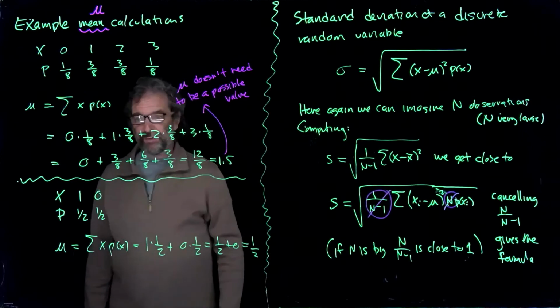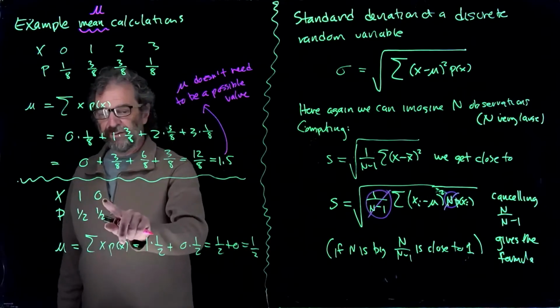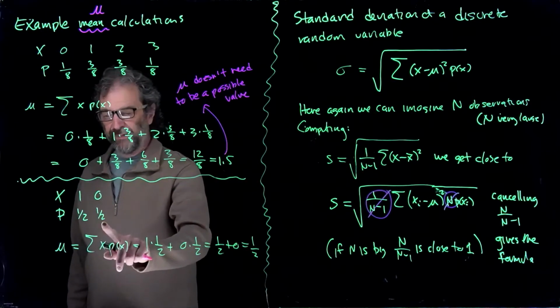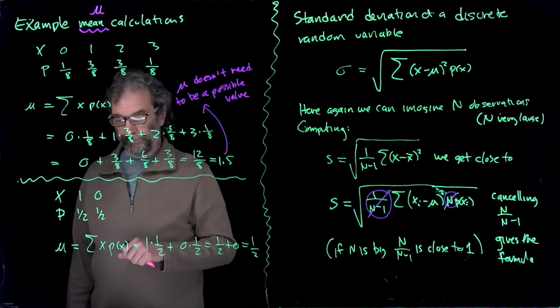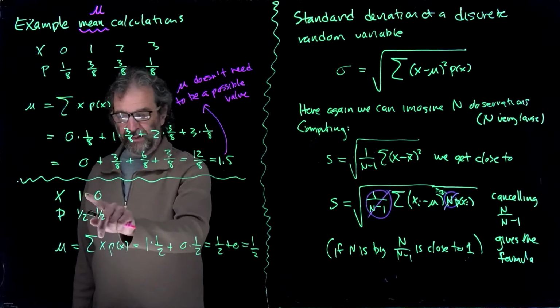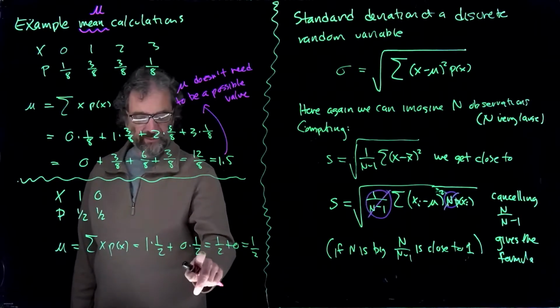The same thing happens here with coin tossing. 1 for heads, 0 for tails. You get a probability of a half, a half. And then if you compute the expected value, we call it that, or the mean, you sum x times p of x: 1 times a half, 0 times a half, that's a half.